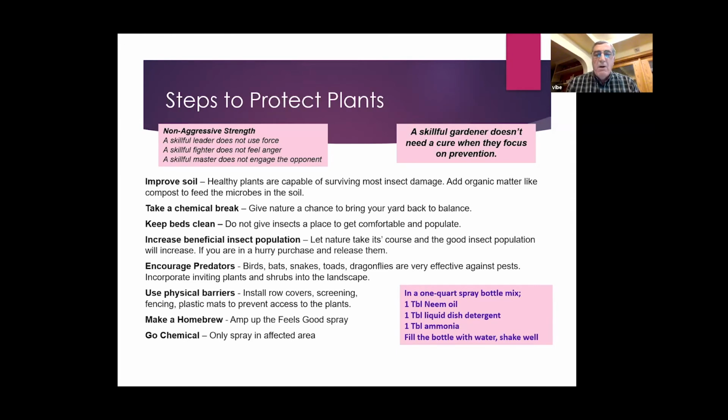And then if all else fails, you have to reach for the chemicals, and I understand that. But again, only spray the problem areas. Don't spray the whole yard, because you have Japanese beetles on your Kana plant. Next.